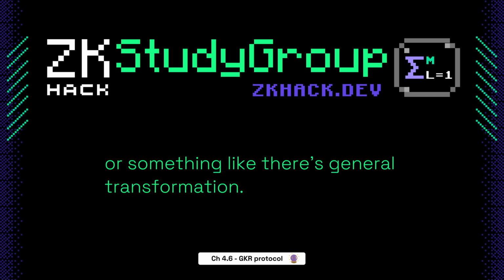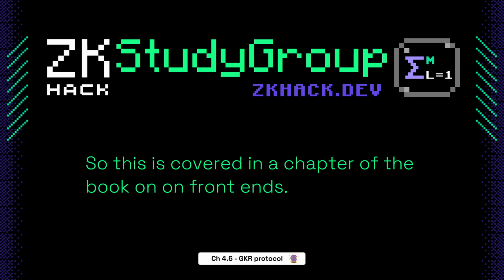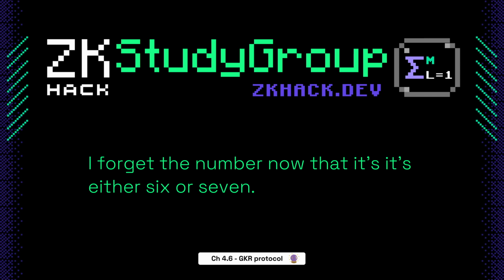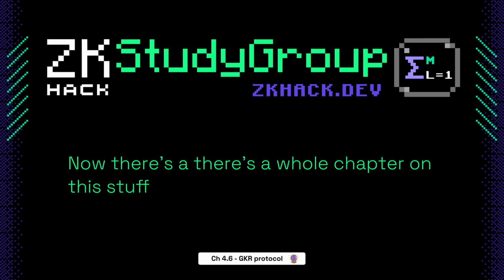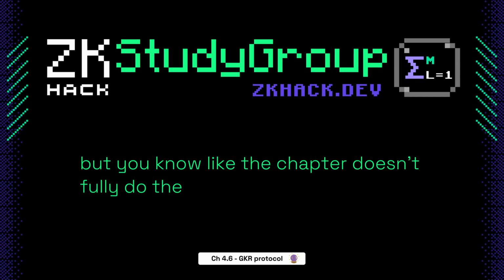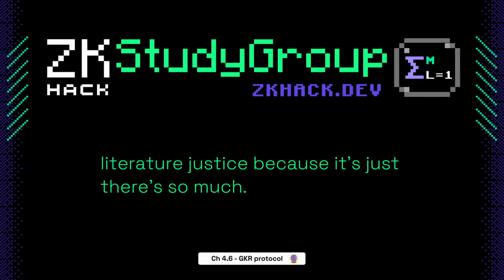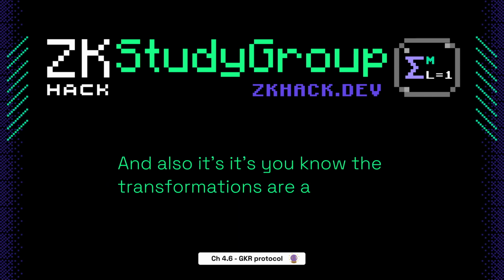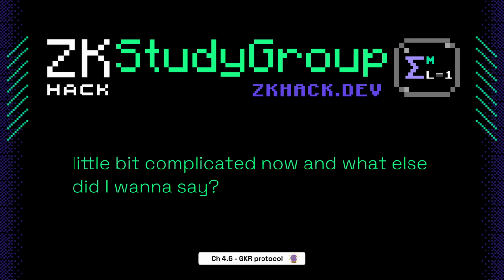Can we dream about a circuit language like Circom being Turing complete, or is it already proven to not be possible? So I think it's basically known to be possible, in theory, and has been since at least the 50s or something. There's a general transformation. This is covered in a chapter of the book on front ends. I forget the numbering now, but it's either 6 or 7. There's a whole chapter on this stuff, but the chapter doesn't fully do the literature justice because there's so much, and the transformations are a little bit complicated.